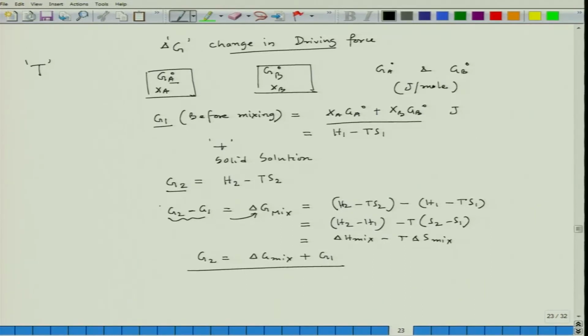So, now if we consider this part only, I can write this. And since we are dealing with an ideal solution, what would be the value of del H mix? It would be 0. Therefore, I can write it as G1 minus T del S mix. Now, let us quantify, let us expand this del S mix. Let us see whether we can write it in the form of mole fraction.